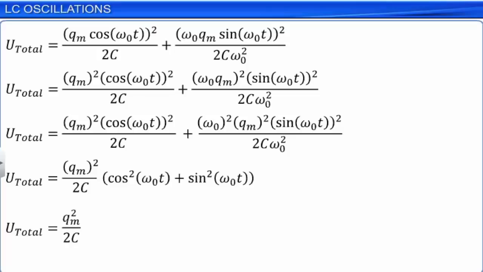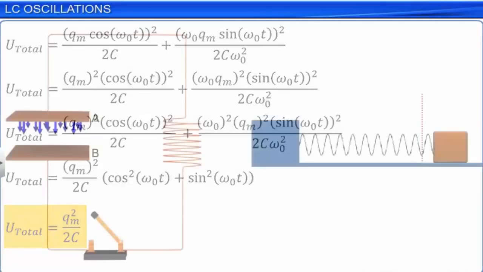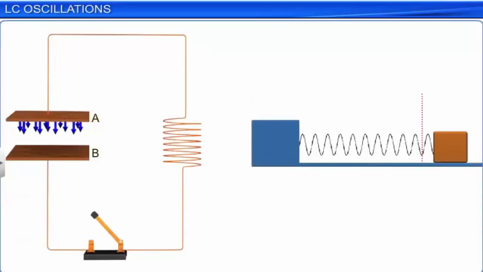This expression of total energy is equal to the energy stored in the capacitor when it is fully charged, which was the initial stage. Thus, the total energy in an LC circuit is always a constant. This also holds good as no external force acts on the system. Hence, this oscillation is self-sustained. We also observe that LC oscillations are very similar to the mechanical oscillations of a body in simple harmonic motion.